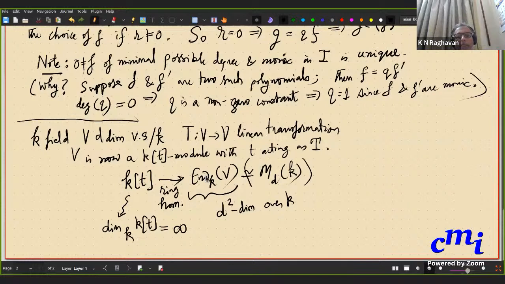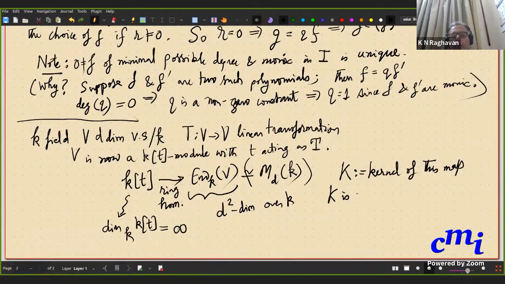One thing you can say immediately is that this is going to have a non-zero kernel, right? Let I be the kernel of this map. I is an ideal because it's the kernel of a ring homomorphism. So it's going to be an ideal, just an ideal because this is a commutative ring. I is non-zero.